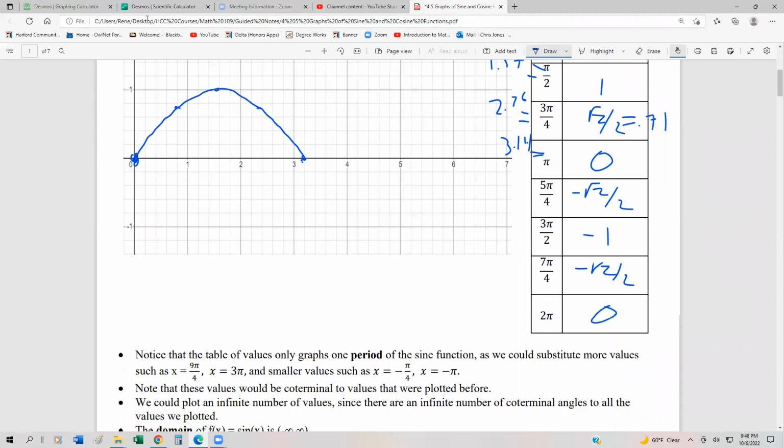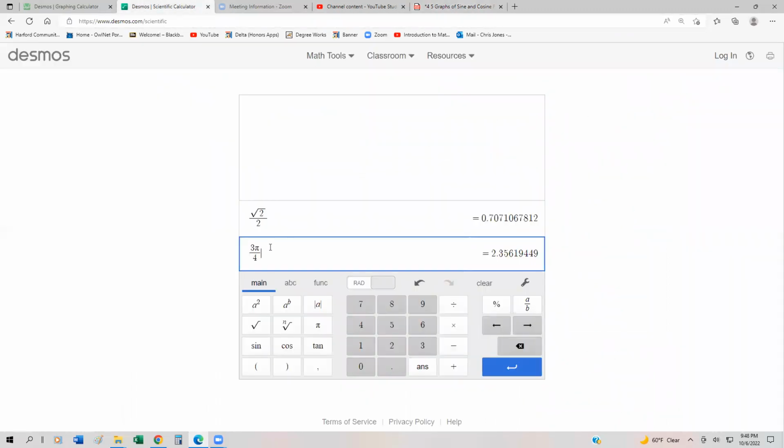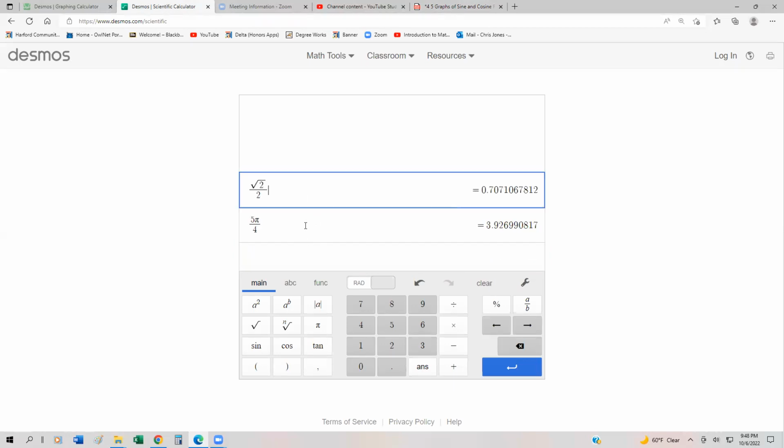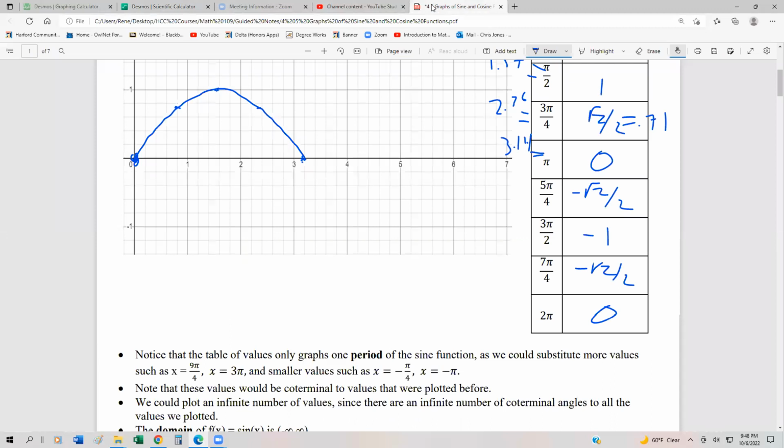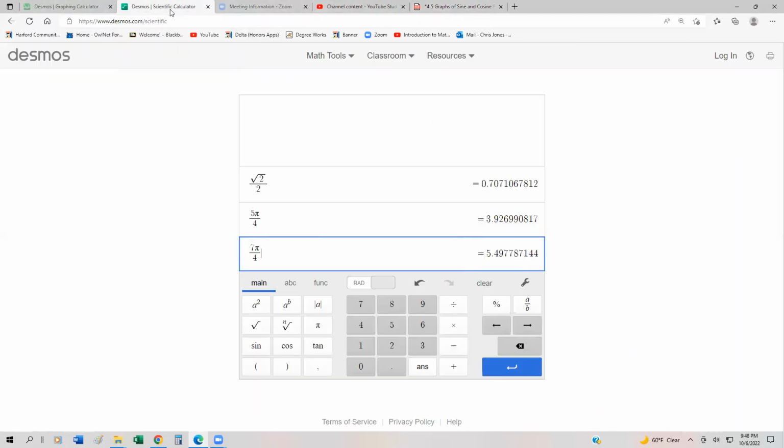So let's just get the rest of these values. We need 5 pi fourths, and I'm also going to get 7 pi fourths while I'm at it, just because it has the denominator of 4. So I get 3.93 and 5.5. So 3.93, and the other one was 5.5, I think.